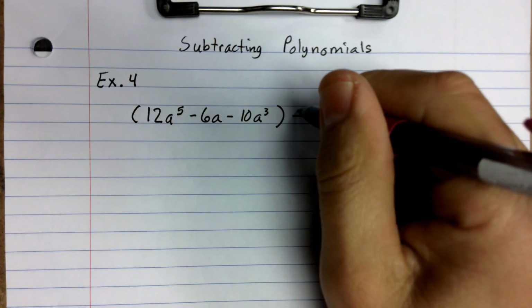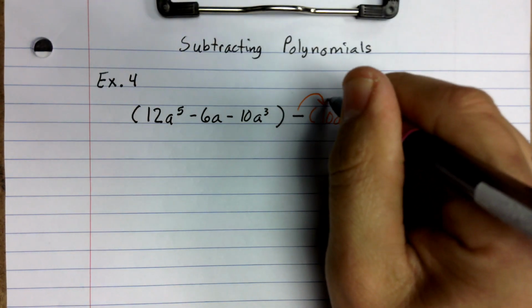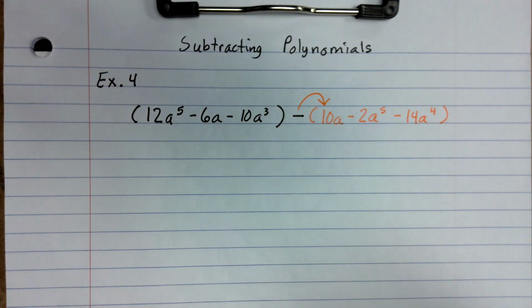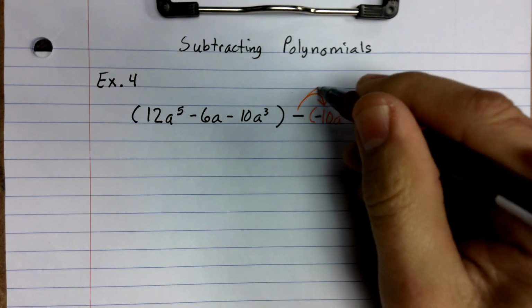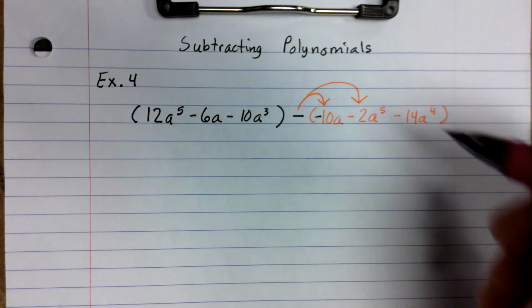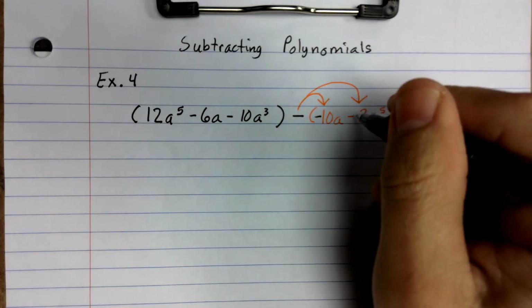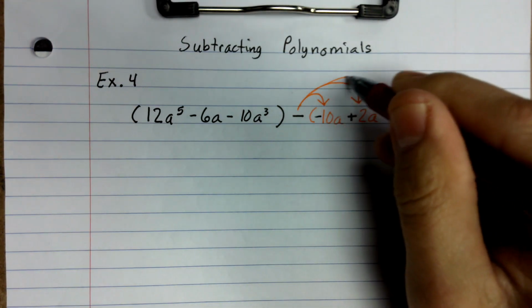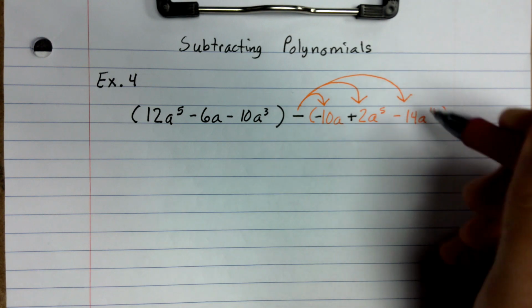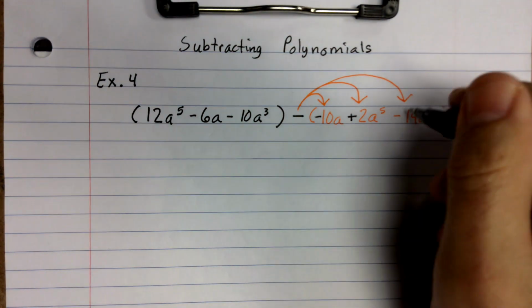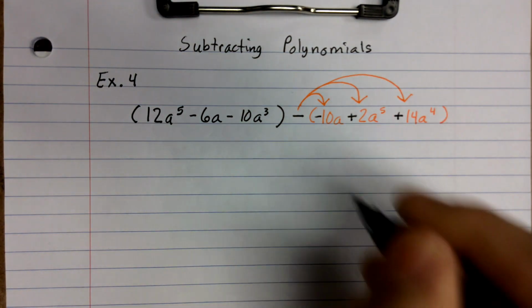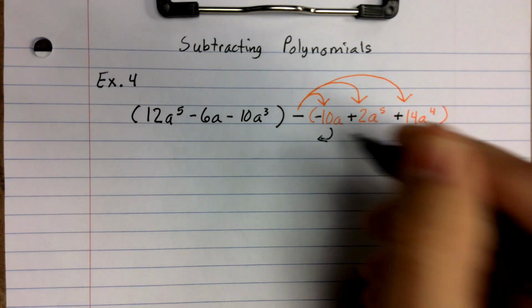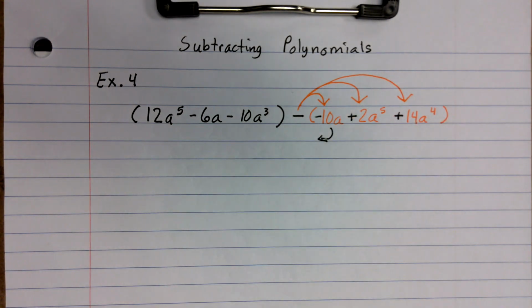For instance, if I distribute this negative sign to 10a, it becomes negative 10a. If I distribute it to negative 2a to the 5th power, it becomes positive. And if I distribute the negative sign to the negative 14a to the 4th power, it also becomes positive. Now I'm simply going to rewrite these terms underneath each one of the terms in the first expression, and match them up.